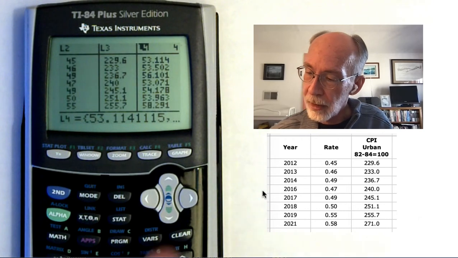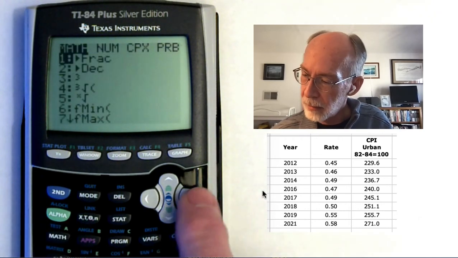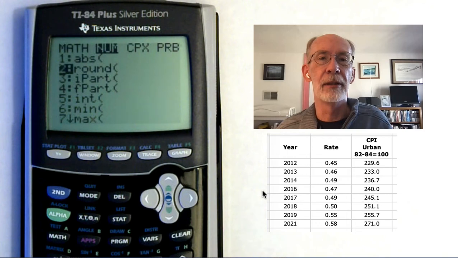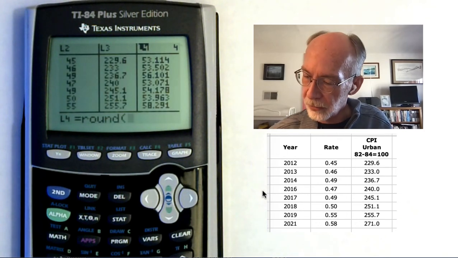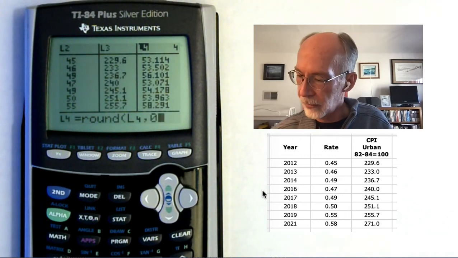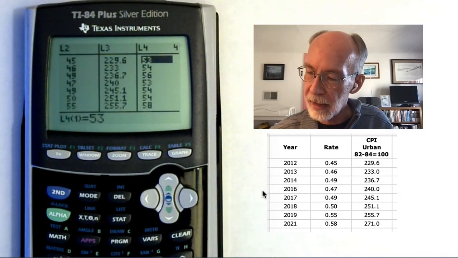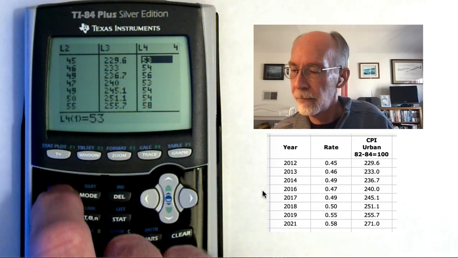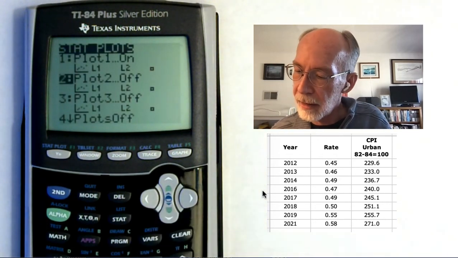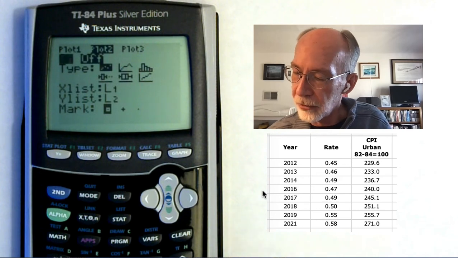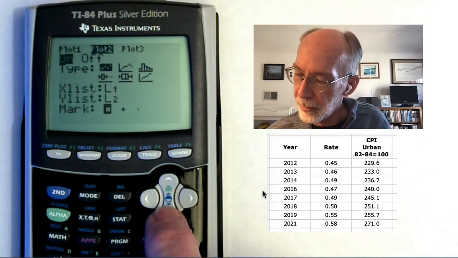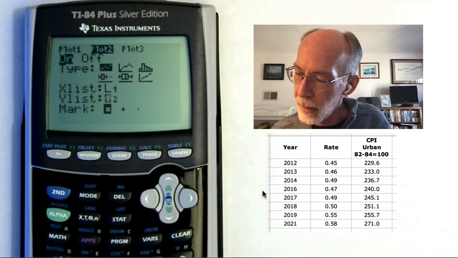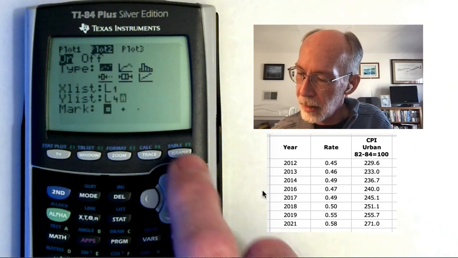So I can go math num, second command is round. Round what? Round the values in L4 to how many decimal places? To 0 decimal places. And now if we wish, we can go back and layer on another plot of the real prices, as they're called, or the constant value 2021 prices. So they were in L4, and here we go.